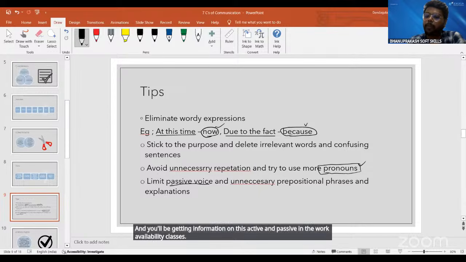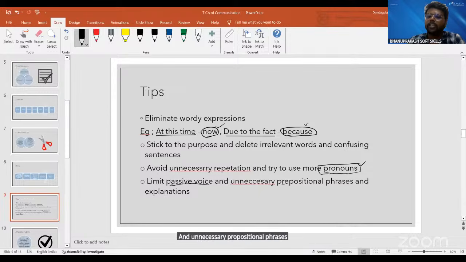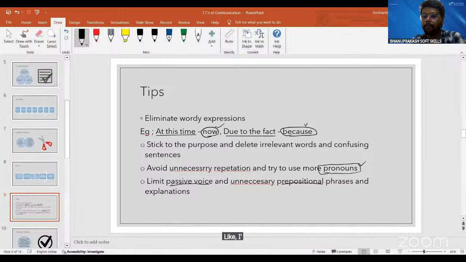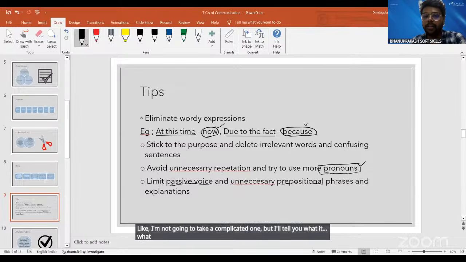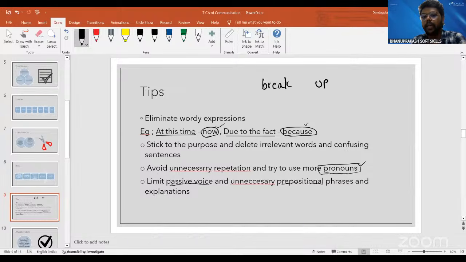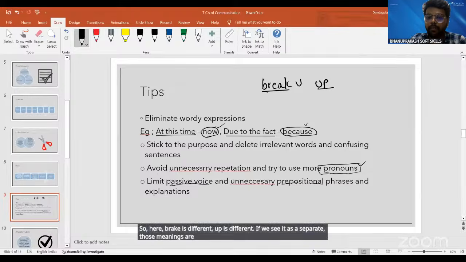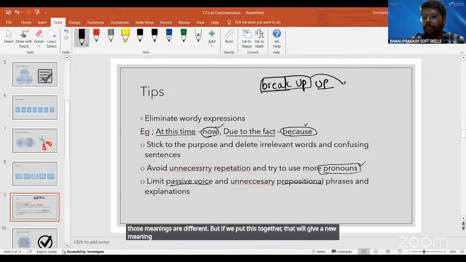And unnecessary prepositional phrases. Prepositional phrases are phrases like, for example, I'm not going to take a complicated one, but I'll tell you what a prepositional phrase means. "Break up". Here "break" is different, "up" is different. If we see them separately, those meanings are different. But if we put them together, that will give a new meaning to us, right?